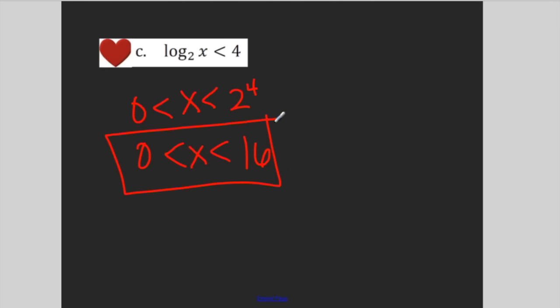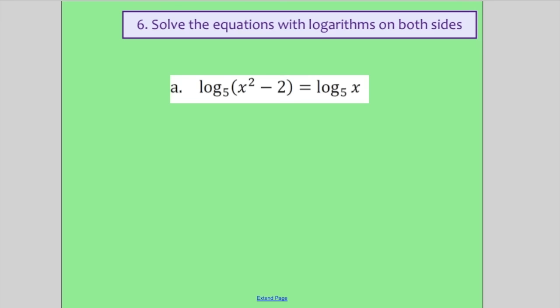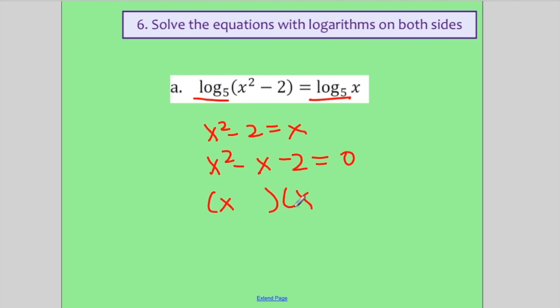Okay. Example 6, a few more logarithmic equations to solve. Biggest thing to notice is that if you have log of 5 and log of 5, whatever's on the inside has to equal each other. So you'd have x squared minus 2x equals x. They have to equal each other. Then I would just solve this as is. They are quadratic, so I would have x squared minus x minus 2 equals 0. And then I would go ahead and factor. What multiplies to negative 2 but adds to negative 1? Negative 2 times 1. So I would solve.